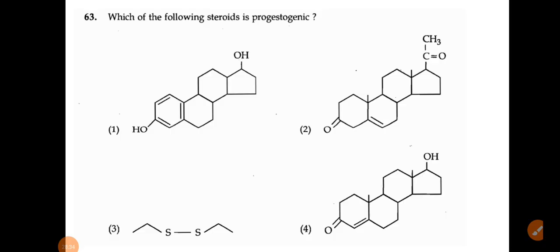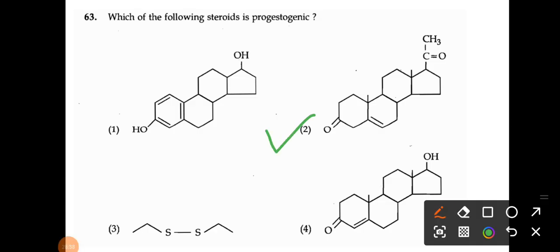So here they are asking about progesterone. The answer is option number 2, because it contains the CO group here, progesterone. Okay.